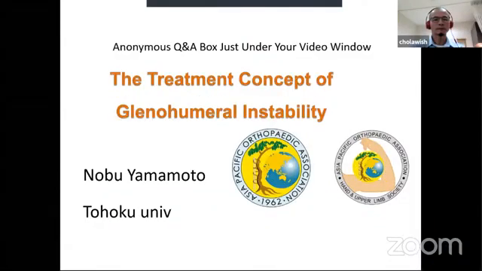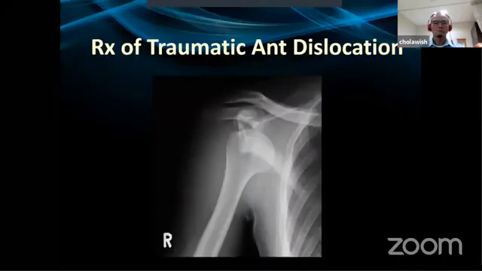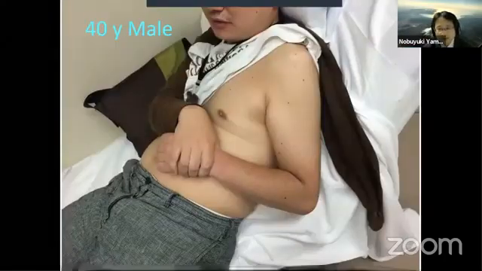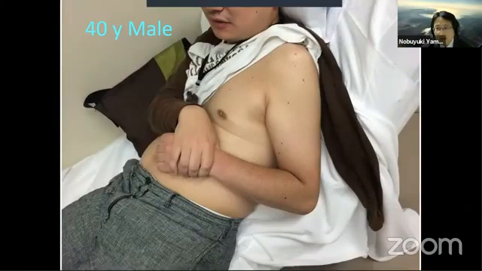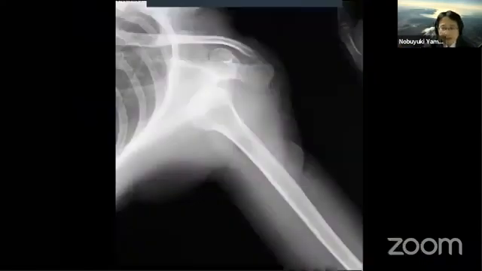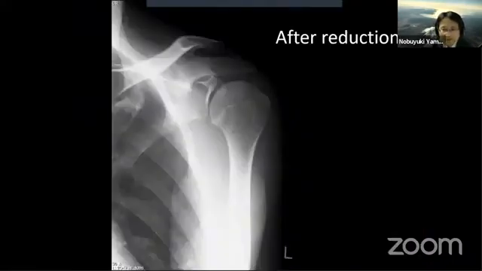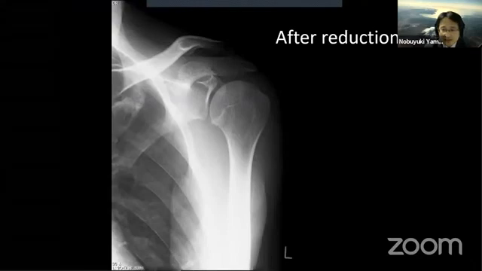So today I would like to talk mainly about the treatment of traumatic anterior dislocation. Here is one case, a 40-year-old male. He fell down and had a shoulder dislocation. This is the X-ray after reduction. It looks intact.